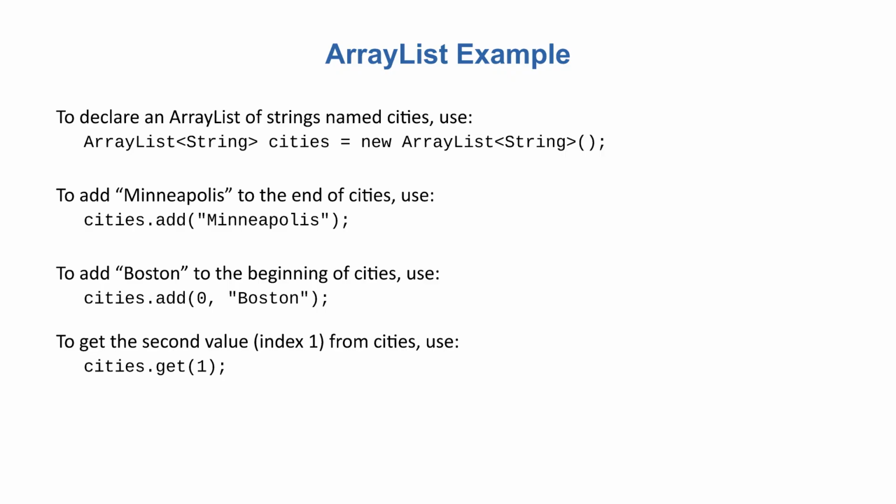For example, to get the second value, index 1, from cities, use cities.get with parameter 1. To get the number of items in an array list, use size with no parameters. For example, to get the number of items in cities, use cities.size with no parameters.